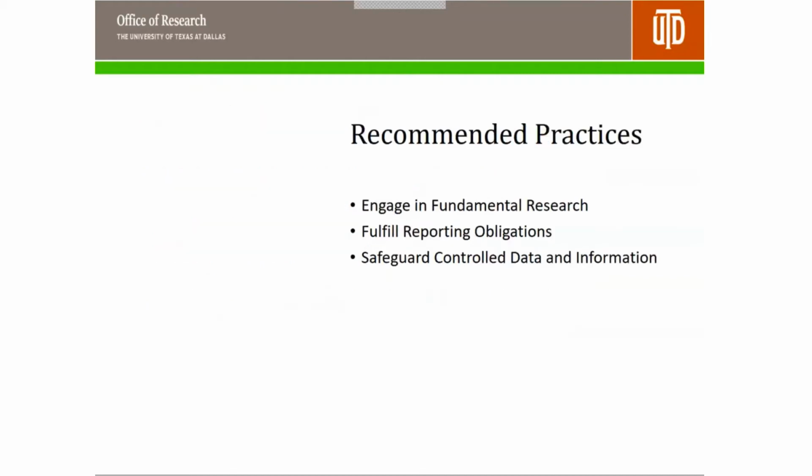So before we get into the example, we're going to talk through some recommended practices. I've highlighted just some very philosophical ideas: engage in fundamental research, meet your reporting obligations to your federal funding agencies, and control access to controlled data and information. So information and data that's not intended for public consumption, or at least not ready for public consumption. And so what I'm going to do is walk through some more specifics for what each of these ideas mean.